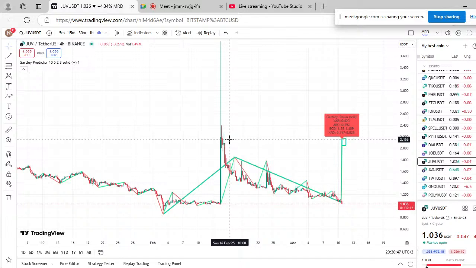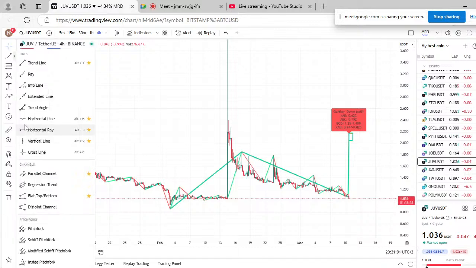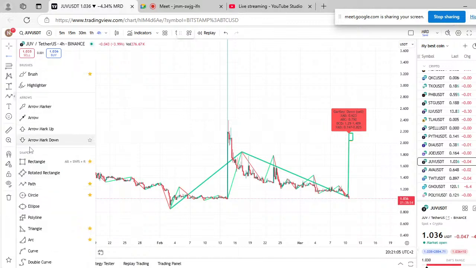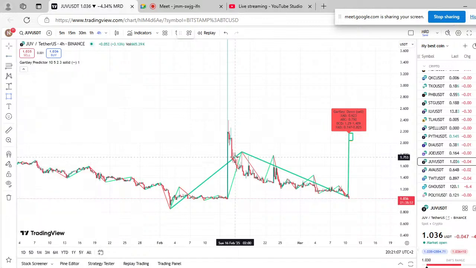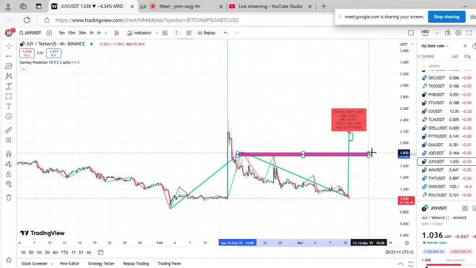Okay? Therefore, for you to be wise, I told you, please leave a space between your take profit and the target. So when you look at this point, we can have this area as our area of interest. We can take this.